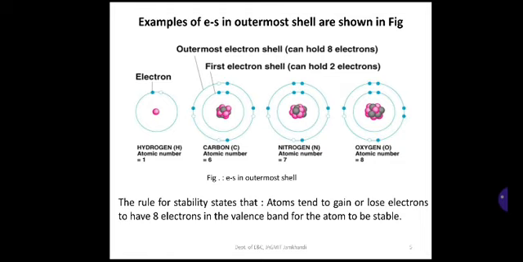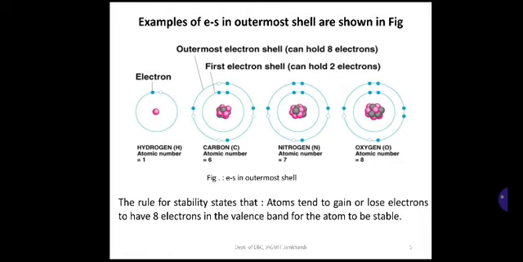Innermost orbit consists of 2 electrons and outermost orbit consists of 5 electrons, total 7 electrons. Oxygen, atomic number is 8, 2 electrons in the inner orbit and 6 electrons in the outermost orbit, so total 8 electrons.